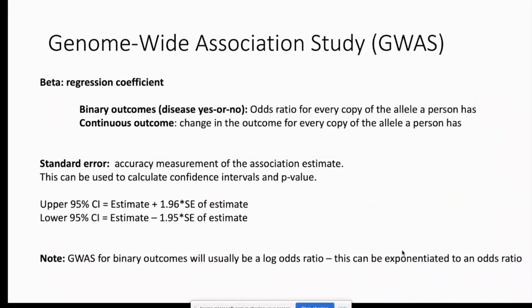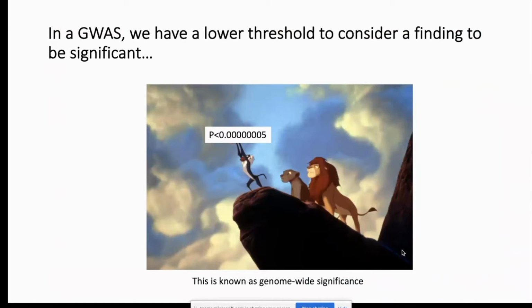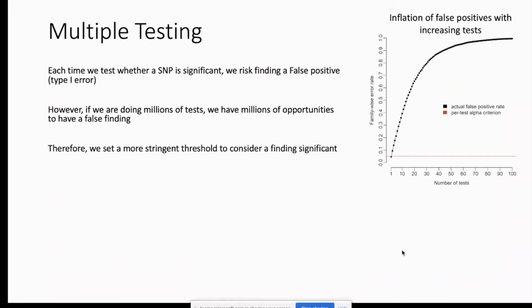And why do we have this lower threshold for considering something to be significant in a genome-wide association study? That's because of this concept known as multiple testing. I'm just going to explain this briefly, but every time we make a test, there's a risk of having a false positive, and this is known as a type 1 error. There's always a risk that what we observe could be just by chance.